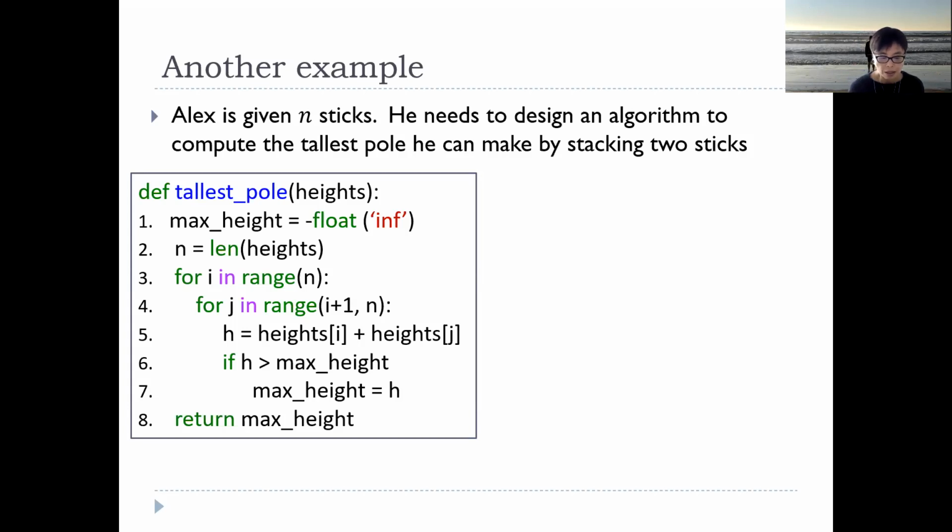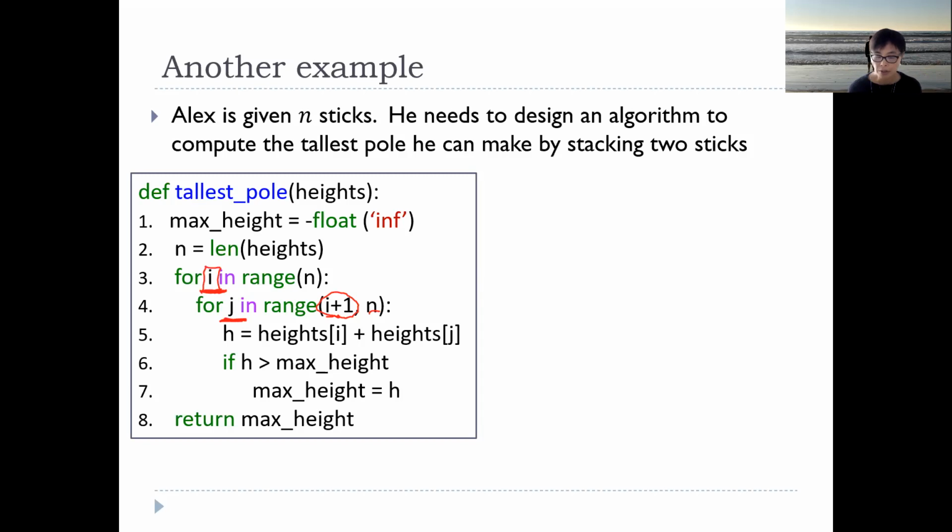So what we see here is that I'm simply going to enumerate all possible i and j. You have n sticks, and I'm going to take all possible combinations. The first choice can go from 1 to n, and the second choice, because you don't want to repeat, can go from i plus 1 to n. So you take all possible combinations.